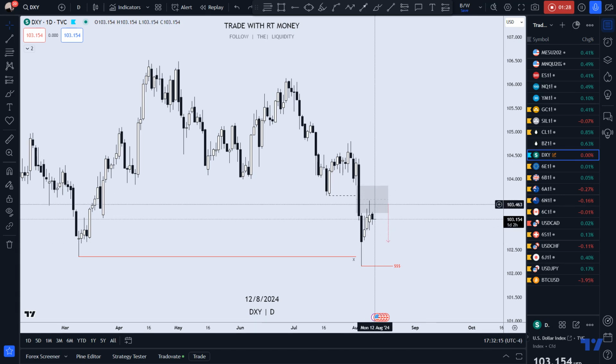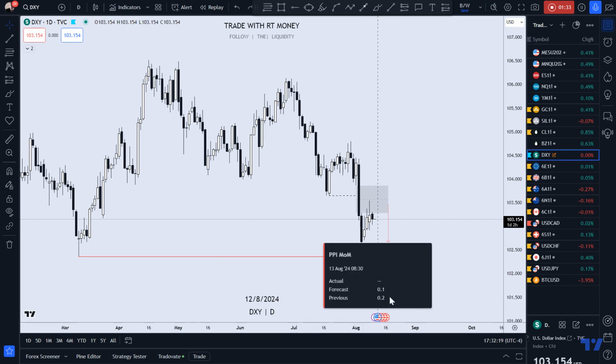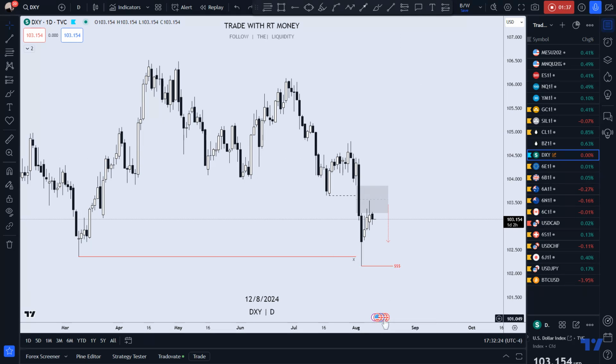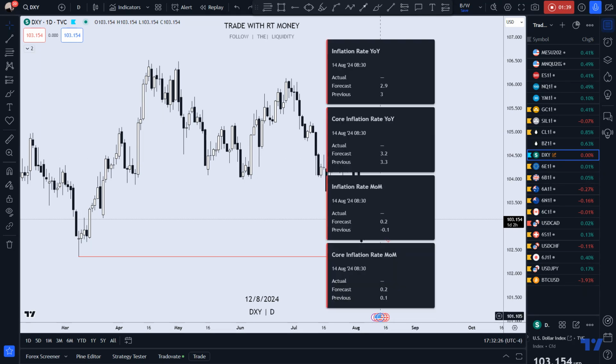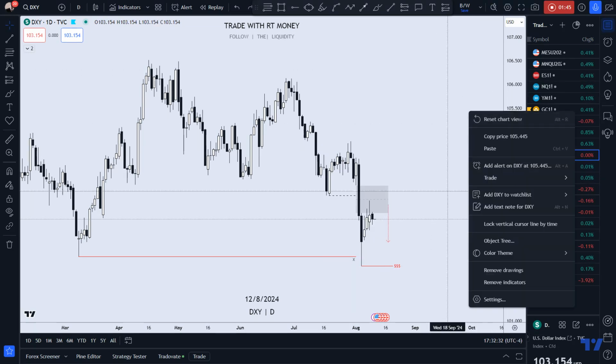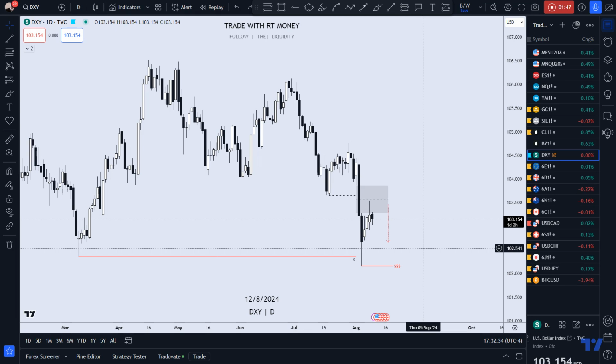However, now there's something to be worried about. See all this news down here, right? This is for U.S. dollar. And one of them is going to be on Wednesday. Core inflation rate. All right, that's what we're going to be looking at. CPI. We're going to be looking at CPI. And if the numbers come in hot, then the US dollar is going up, and we're going to break this bearish fair value gap, and we'll take out that high.